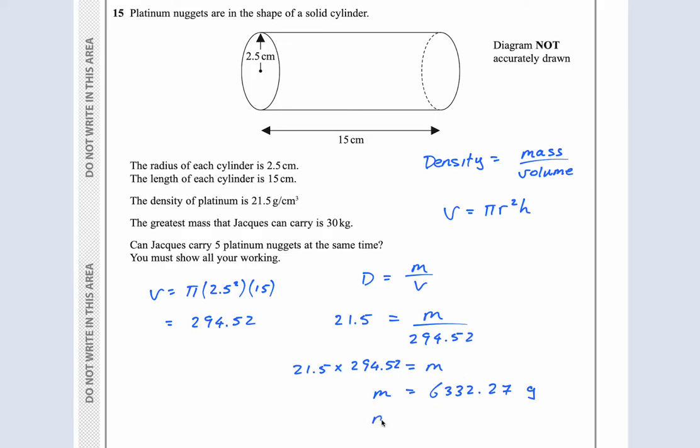So the mass in kilograms is 6.332. I will round it because I'm going to be able to answer my questions if it's rounded. 6.332 kilograms. Can Jacques carry 5 of these? He can carry 30 kilograms at a time. The answer is no, because 6.332 times 5 is going to be more than 30. I know that because 6 times 5 is 30, so definitely not.